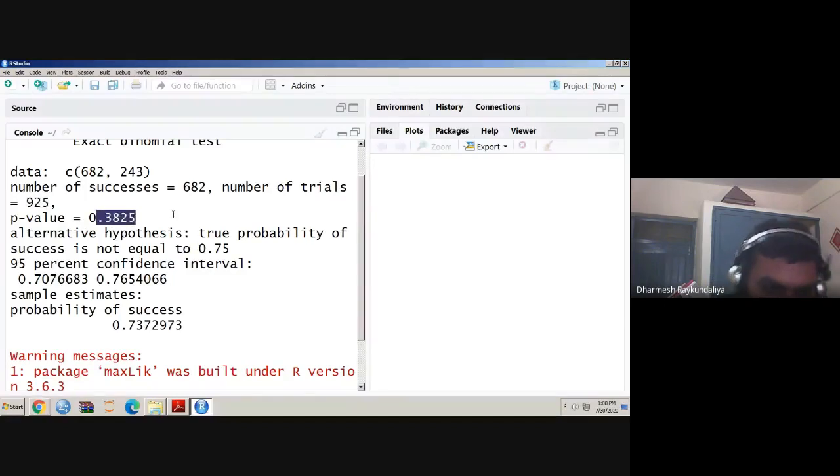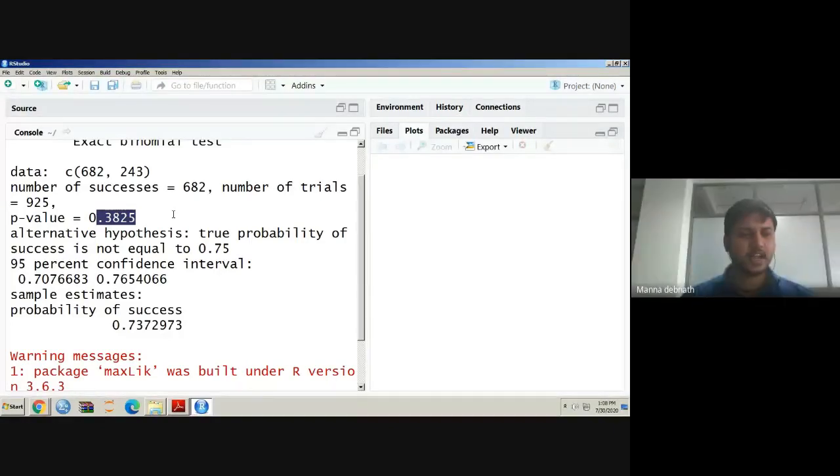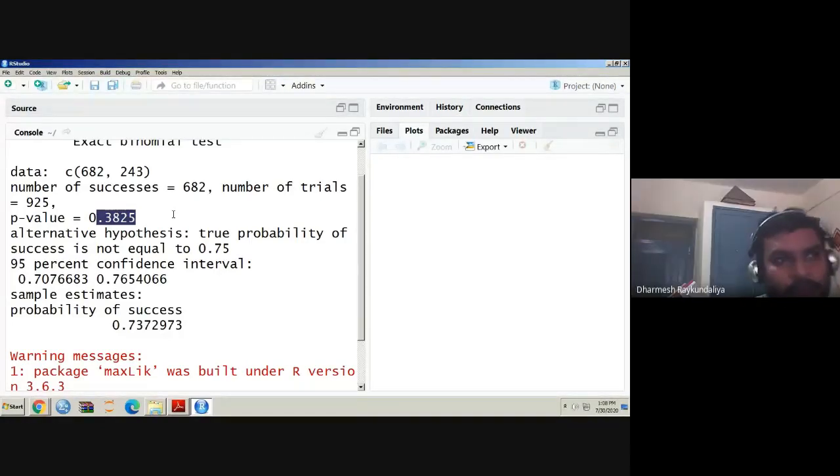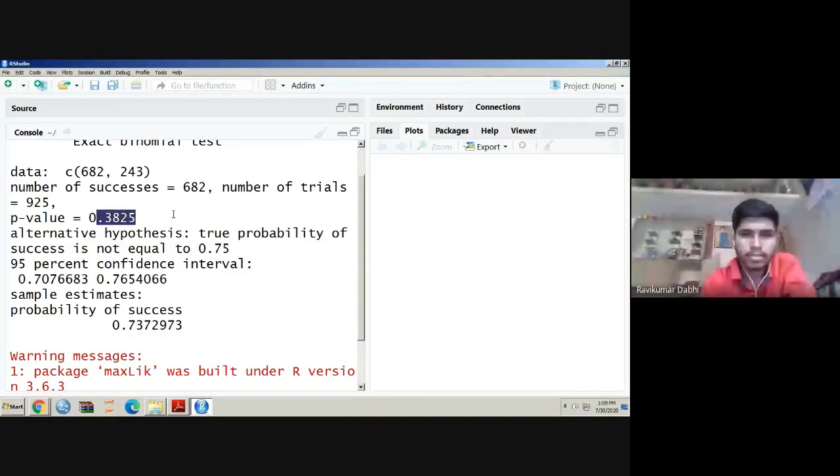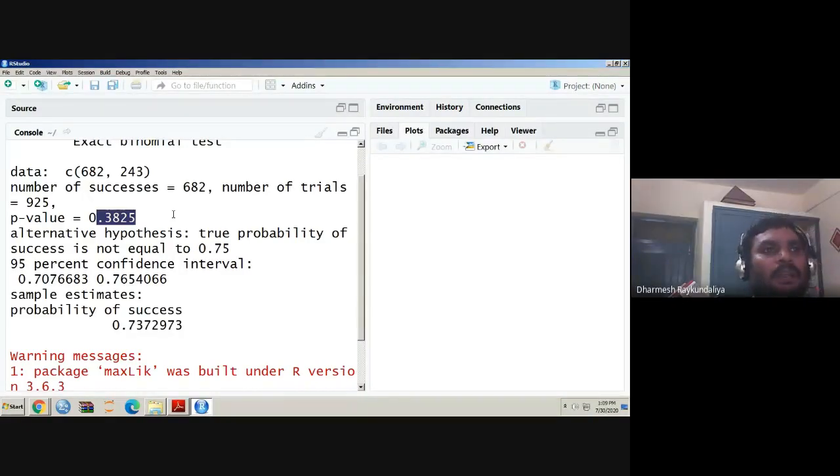So what is the meaning of a 0.38 p-value? Yesterday we discussed. Anyone? Accept the null hypothesis. Why do we accept the null hypothesis? What is the reason? What was the criterion? This is called the decision rule. If the p-value is less than 0.05, then we reject H naught. Here the p-value is greater than 0.05, hence we accept the null hypothesis.